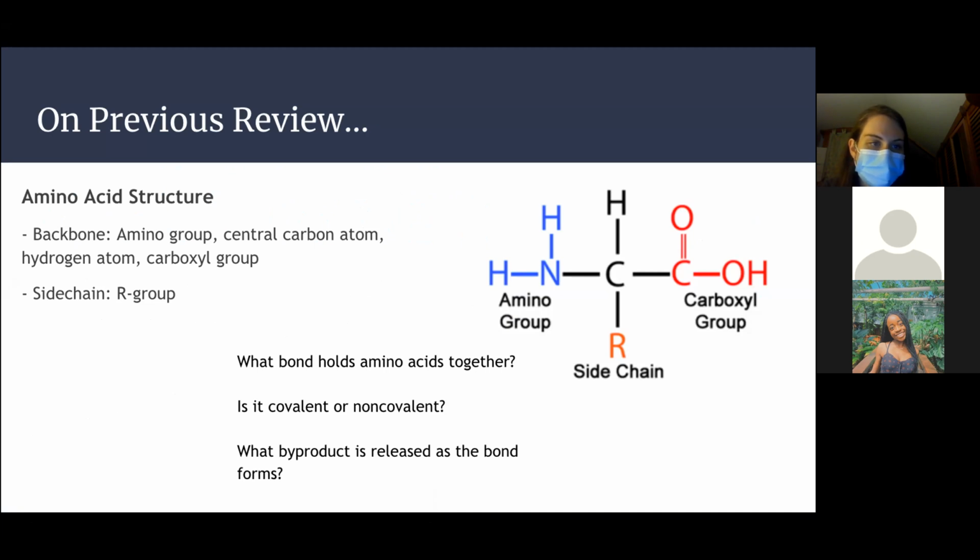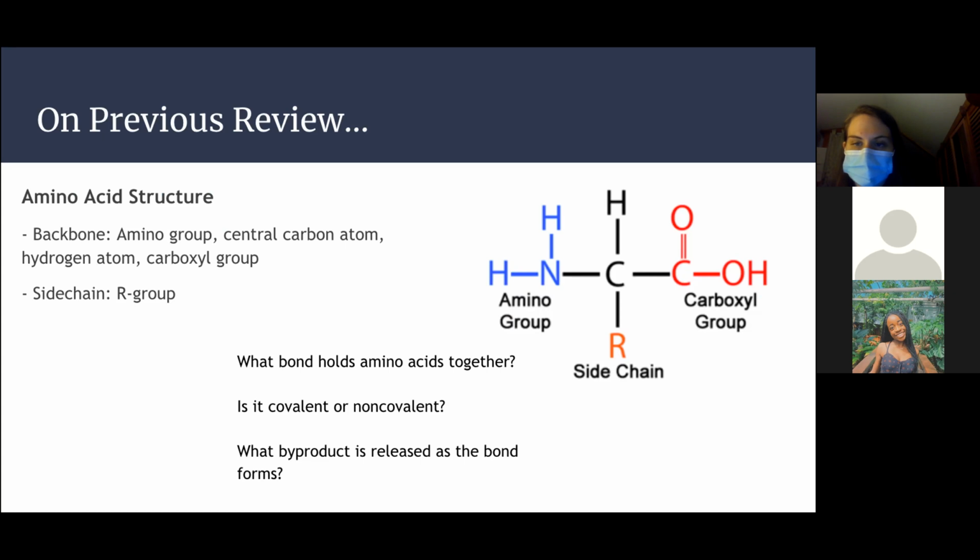So amino acids, typically speaking, have a few groups that are attached to them. The backbone atoms are composed of the amino group, which is the NH2 group, the central carbon atom, the hydrogen atom, and the carboxyl group. And then the R group, which Laura describes in class, is a variable group. So it varies depending on each amino acid, and it's what gives amino acids their unique properties.